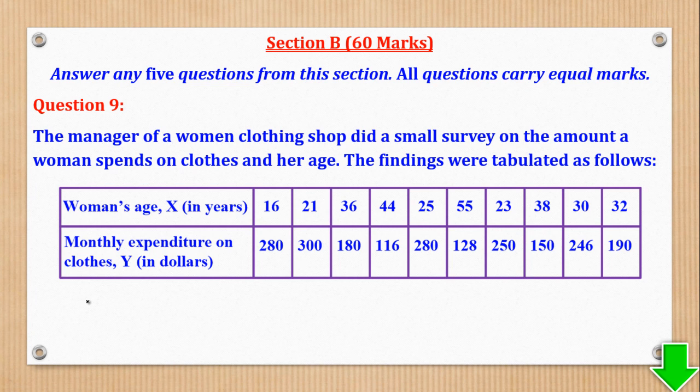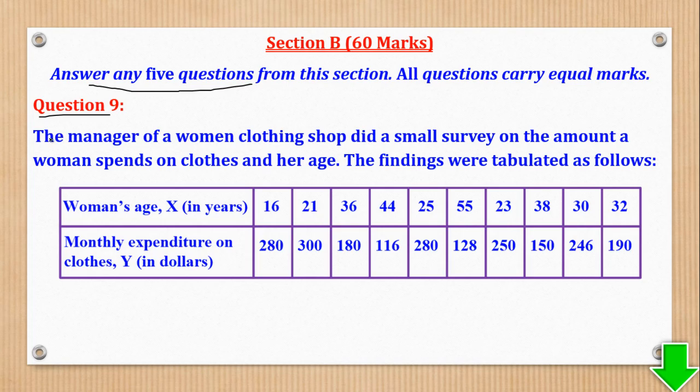So that was section A. Now we shall go to section B. Section B contains 8 questions and students are supposed to answer any 5. But since this is a revision, we shall answer all the 8.